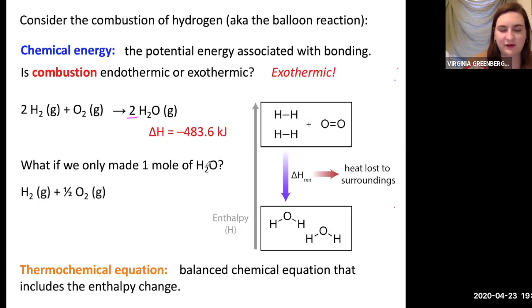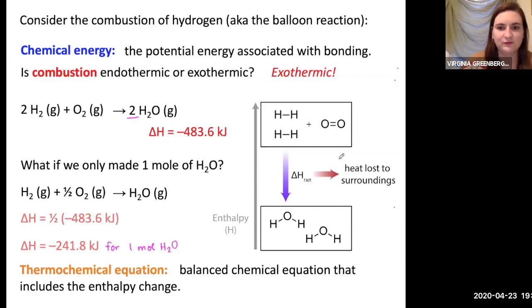So if we wanted to look at only 1 mole of water, one way we could do that is just divide all of the coefficients in our reaction by 2. And then we would divide our delta H value by 2. And so then we would find that we get a delta H of negative 241.8 kilojoules for this situation when we have 1 mole of H2O produced. And we'll see some more examples of looking at that shortly.